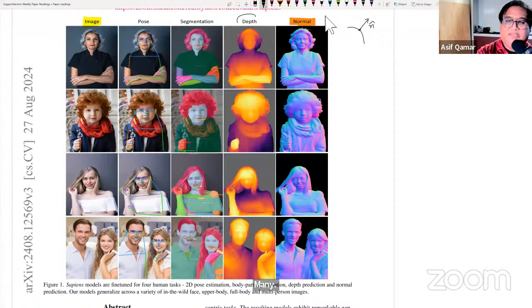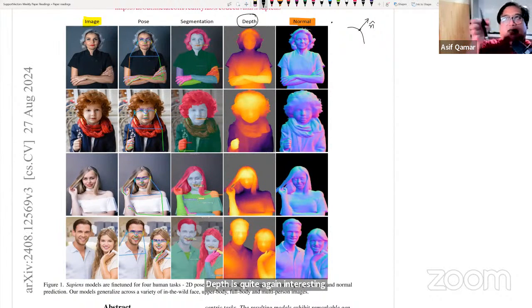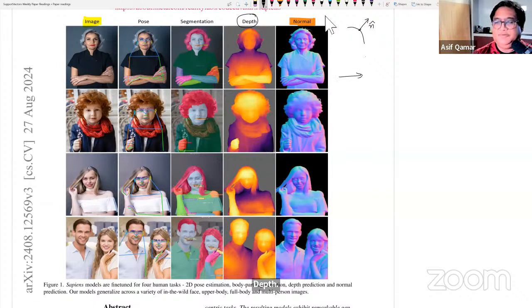The depth is quite, again, interesting. The depth says it is literally the straight depth. So suppose you have a person, let's say that you're looking from this direction and you have a person.